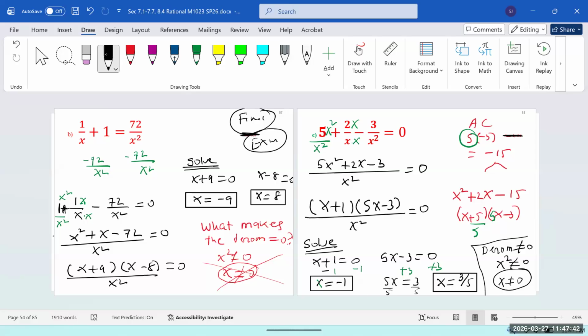We don't want the denominator to be zero. So the denominator cannot be zero. Not equal means cannot be. Denominator cannot be zero. So what is the denominator? The LCD. So the LCD cannot be zero. But for this x, what makes this x zero? x equals zero. So in other words, when you solve the denominator or the LCD, you look for what makes that LCD zero. We cannot have them in our solution.